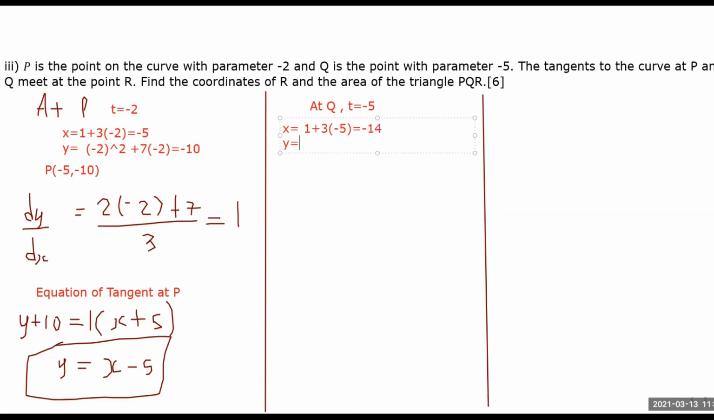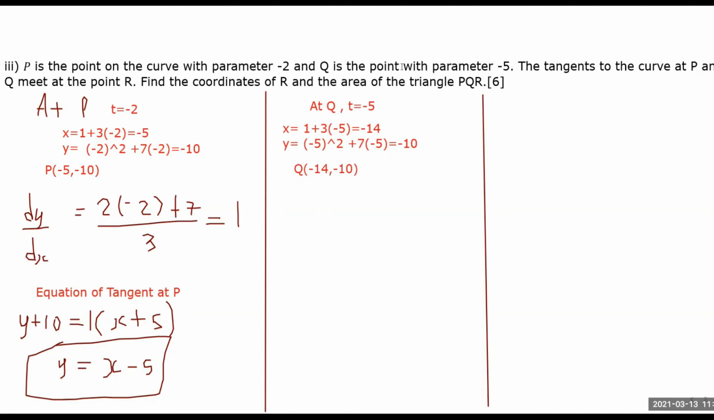And we can find y. Y is now t squared plus 7t, which is -5 squared plus 7 times negative 5, that's negative 10. So that's your coordinate at Q. So now we can write down that Q is the point negative 14, negative 10. All right, that's what we want.